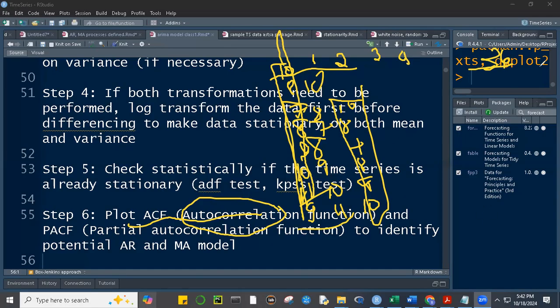So kunyari, may value na tayo ng autocorrelation between your data and log 1. May value yan. Ito din may value, yung data natin and yung log 2. Ito din yung log 3 at saka yung data natin. Okay, so that's easily computed kung tutuusin, kasi kukunin mo lang yung log 1, log 2, log 3 hanggang ano.